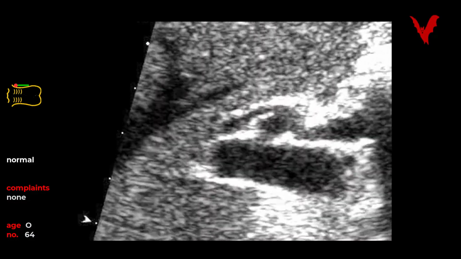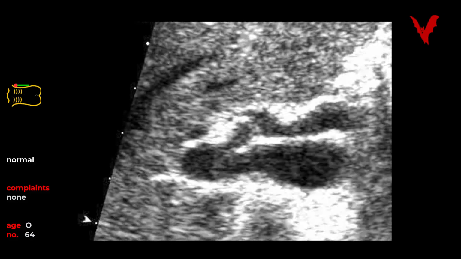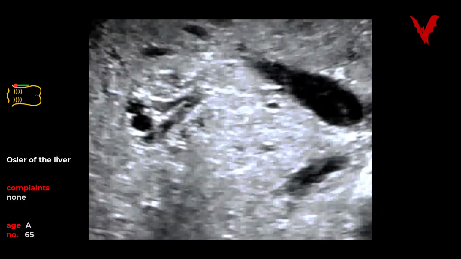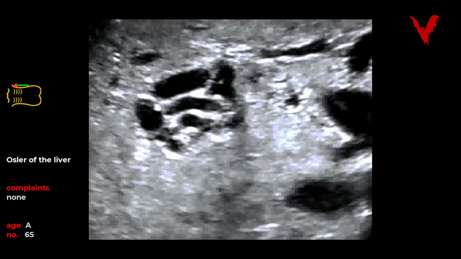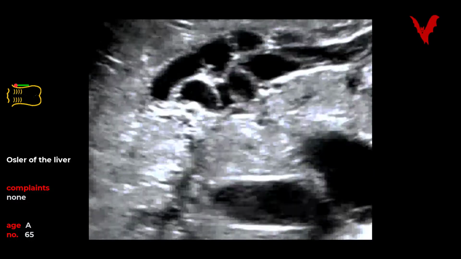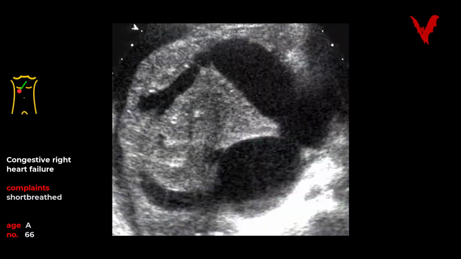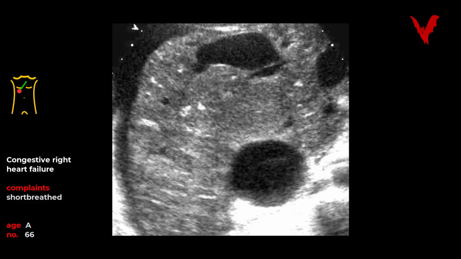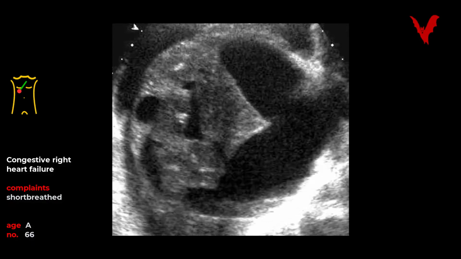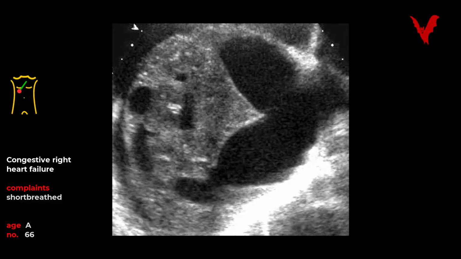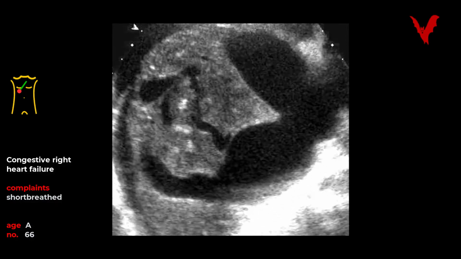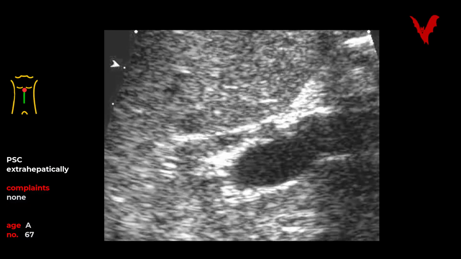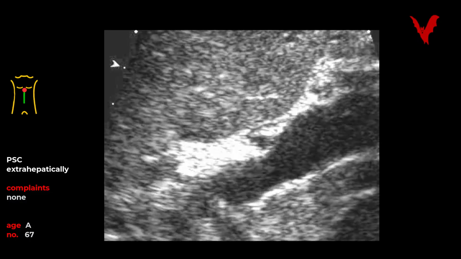Normal, slightly atherosclerotic liver hilum as reference in figure 64. And in figure 65, you find Usler's participation in liver disease. The already shown case under case 8 with congestive heart disease would not undergo puncture but further cardiac evaluation. A typical extrahepatic PSC manifestation is here in case number 67.